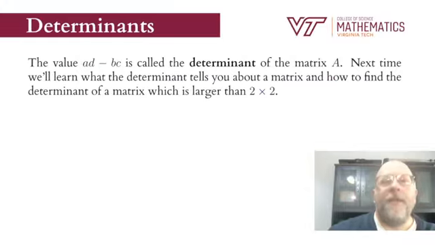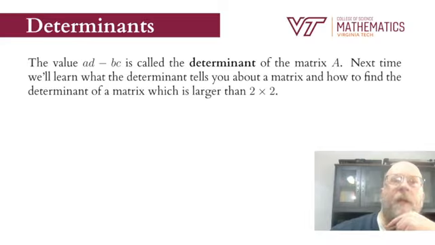This value, AD minus BC, is called the determinant of the matrix. What we'll focus on next time is what the determinant tells us about the matrix. Can we find the determinant for a matrix that's larger than 2 by 2? Can we leverage this for larger matrices as well? And the answer is yes, we can do that.